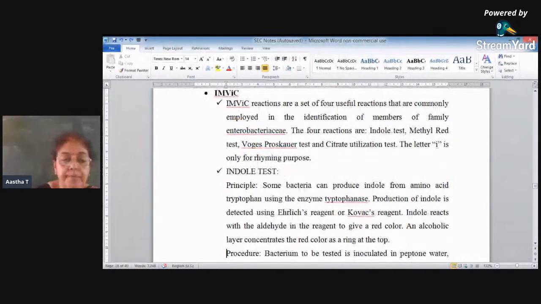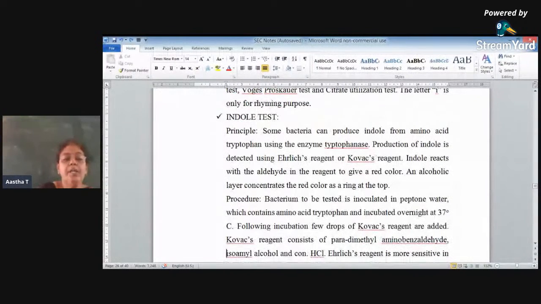What is this indole test? We'll see the principle of the indole test first. There are certain bacteria which produce indole from the amino acid tryptophan by making use of the enzyme tryptophanase. And this indole production can be detected using Ehrlich's reagent or Kovacs reagent. Indole reacts with the aldehyde which is present in the Kovacs reagent and gives the typical cherry red color.